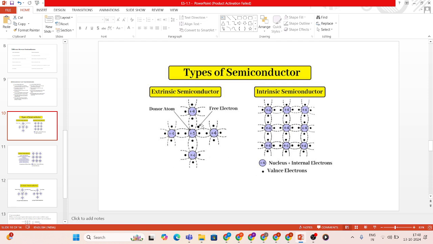In this figure, you can see when pentavalent impurity is added to the silicon crystal, four valence electrons are making covalent bonding with the four valence electrons of the silicon atom, and one free electron you can see. So it is a donor atom.